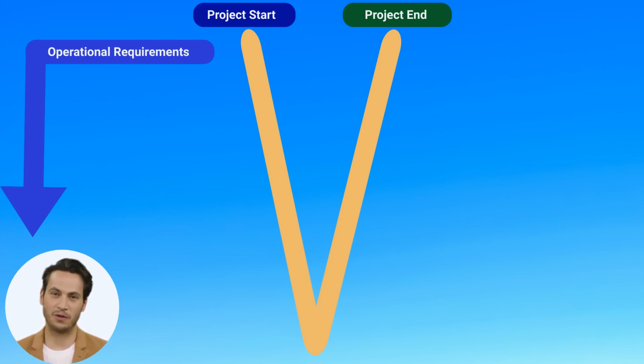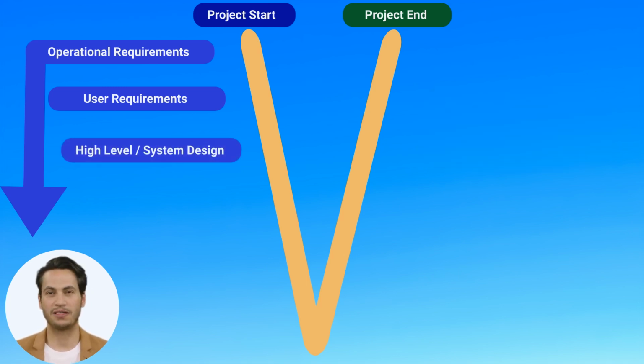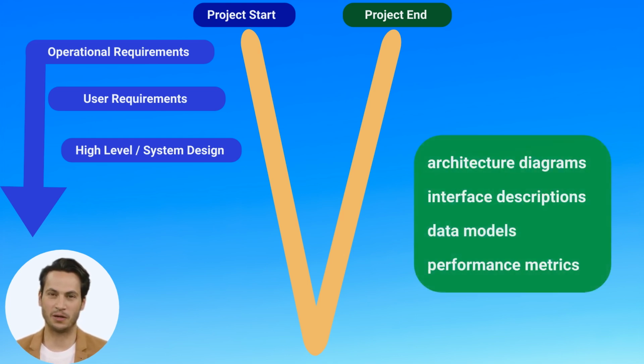There will be a set of user requirements documented in some form, created by business representatives, and setting out the high-level use cases and required features. A high-level or system design document will be created by either a supplier or technical architect on the project. This would typically contain information like architecture diagrams, interface descriptions, data models, and performance metrics.